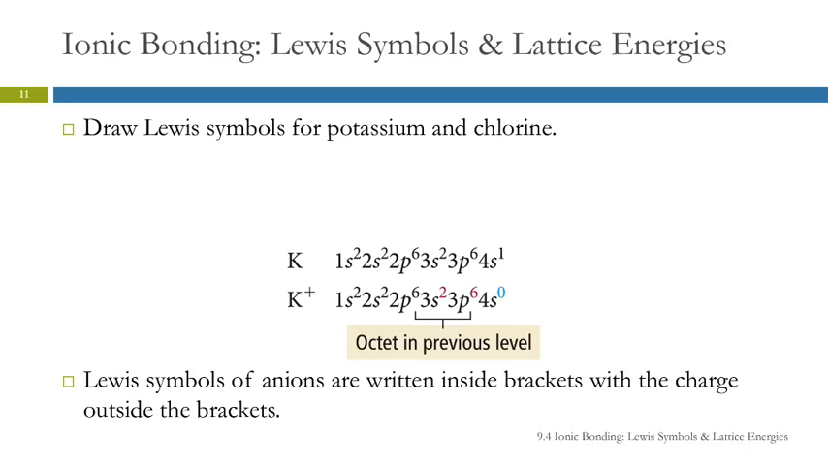So let's look at Lewis symbols for potassium and chlorine. Well, the element symbol for potassium is K. How many valence electrons does potassium have? 1. It's in group 1 on the periodic table. And the element symbol for chlorine is Cl, and how many valence electrons does it have? 7. So 1, 2, 3, 4, 5, 6, 7.